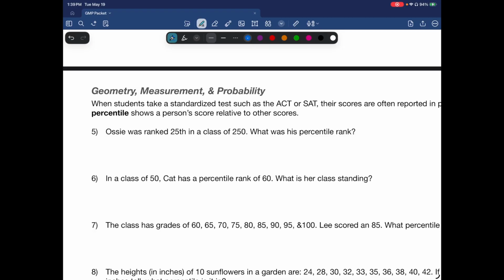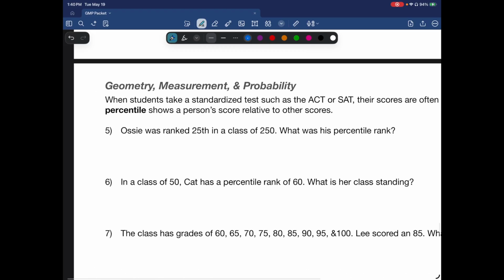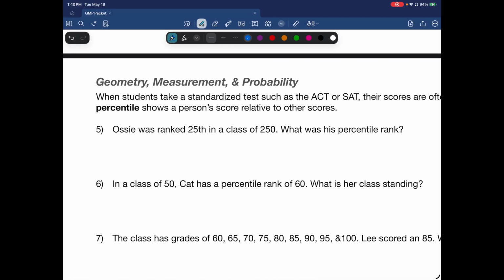Okay, so talking about percentiles, Ozzy was ranked 25th in a class of 250. What is his percentile rank? If he's 25th in his class, how many are below him? 250 minus 25 gives you 225. That means there's 225 below him. So 225 over 250 gives you 0.90, which is 90%, which means Ozzy is in the 90th percentile.